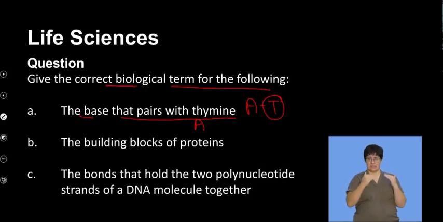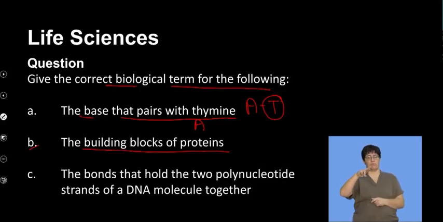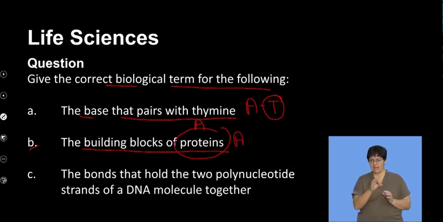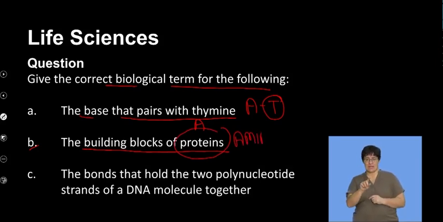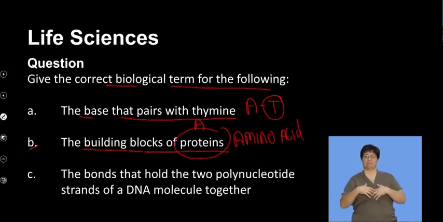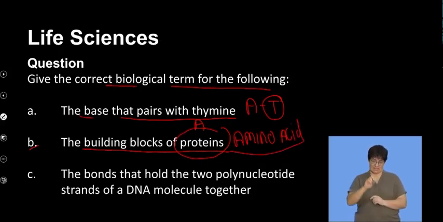The next question, B: the building blocks of proteins. We've discussed that the building blocks of DNA are called nucleotides. As we get into the next segments, it's important that we understand what the building blocks of proteins are as well. This is an extension question, and it refers to the amino acids that make up protein. Amino acids put together form proteins, so the monomers of proteins are called amino acids.